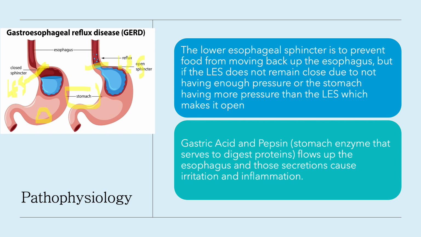So if this door is open, the stomach contents in our stomach, all the gastric acids and pepsin, which is a stomach enzyme that serves to digest proteins, if that sphincter is open, guess what? It flows up the esophagus, right? It goes up the esophagus, which can cause inflammation and irritation, right? So does that make sense?